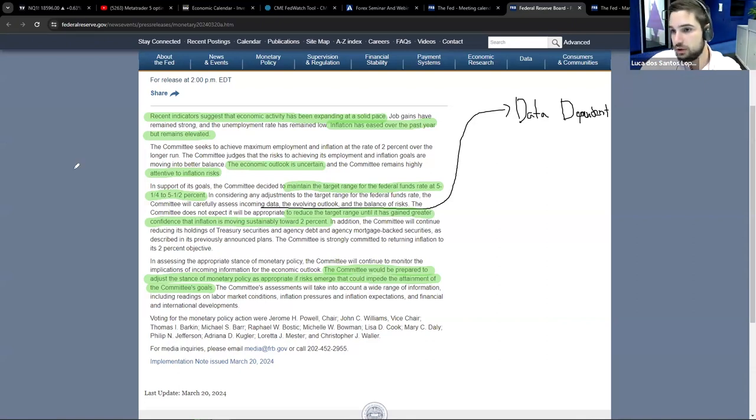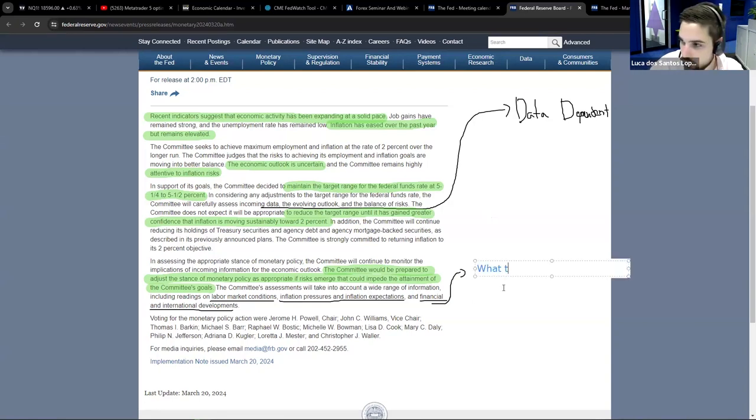So this is very important to us. Where's my black here? So labor market readings. Oopsie, that's too big. Labor market readings, inflation pressures and inflation expectations, and financial and international developments. Okay. Let me put this on black.